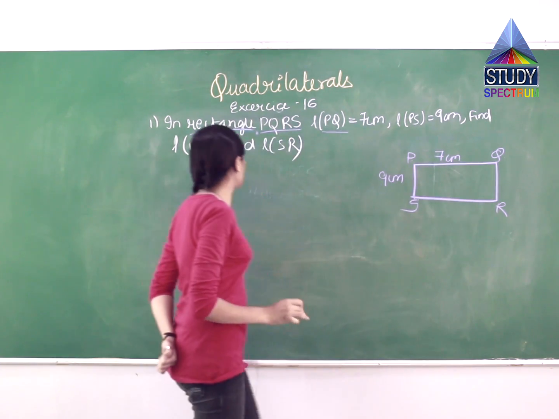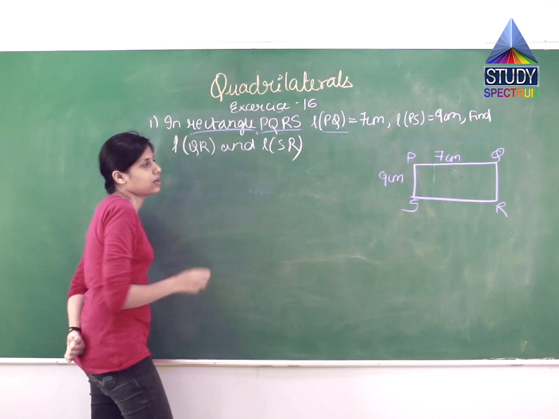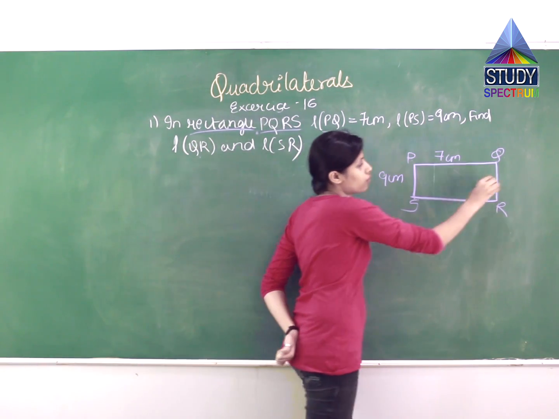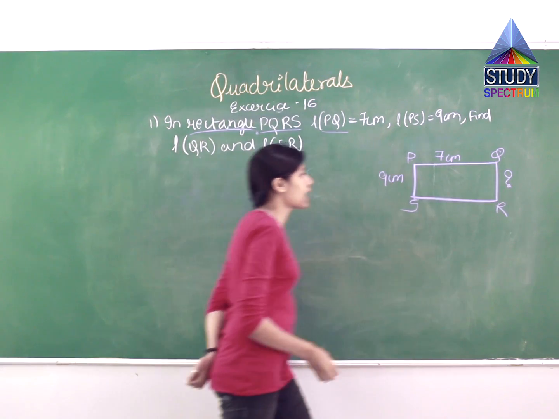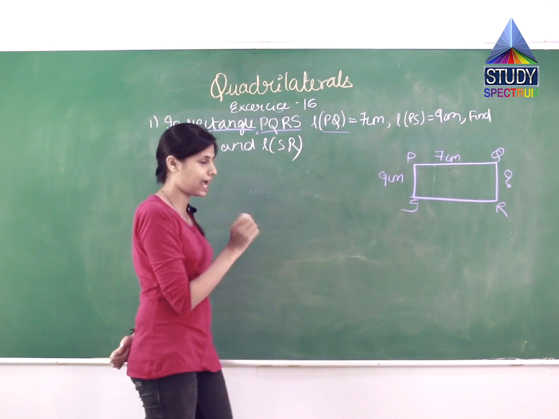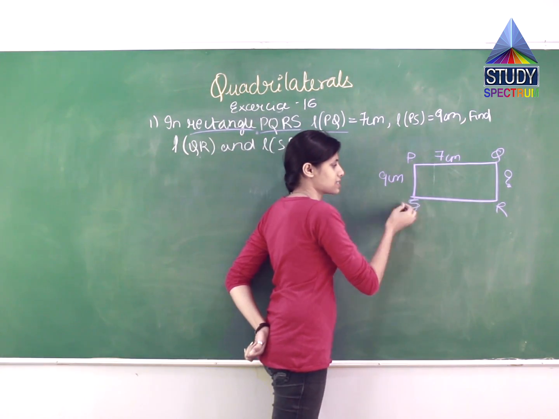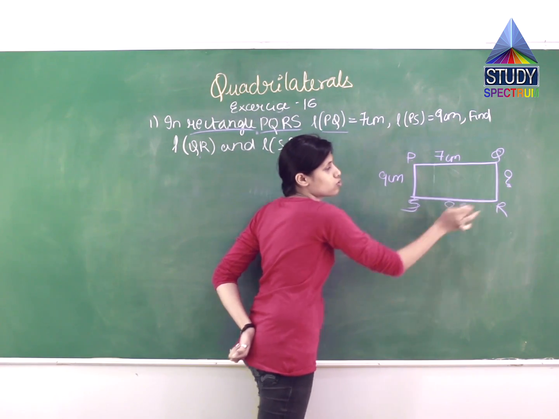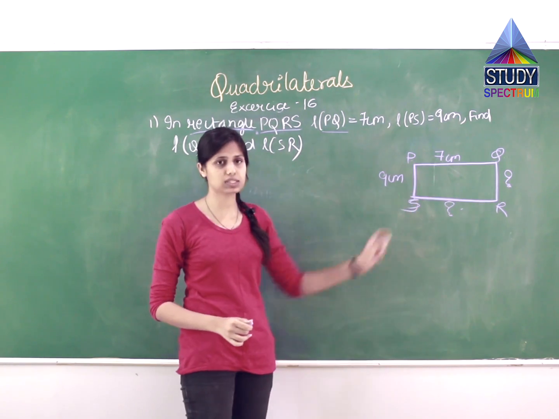And they are asking you to find the length of QR. So where is QR? QR is over here. They are asking you to find the length of this segment and of segment SR. So where is SR? S is over here, R over here. So they are asking you the lengths of these two segments.